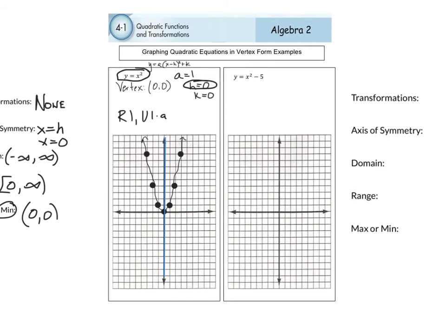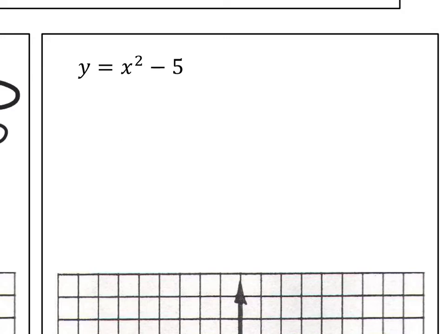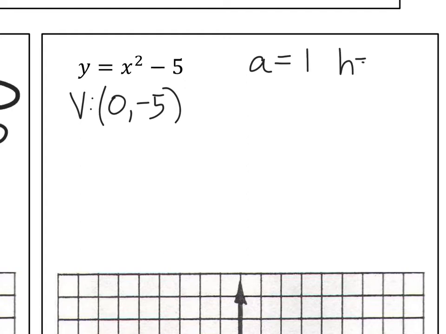Let's take a look at the second one. Now our numbers are going to change a little bit as you look at the equation. My vertex is going to be the ordered pair: in this case, I don't have an h because there are no parentheses, so that's 0, and my k is negative 5. What's my a value, the number in front of x squared? That's 1. My h is 0, and my k value is negative 5.